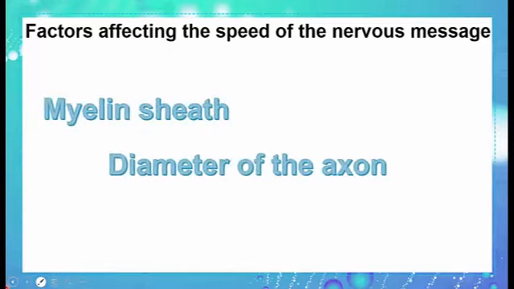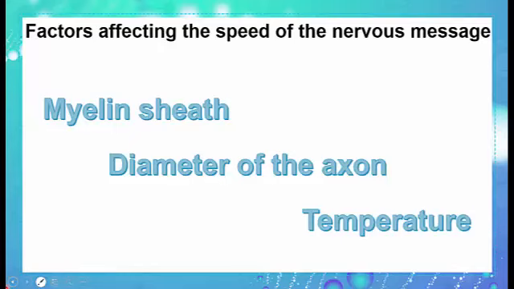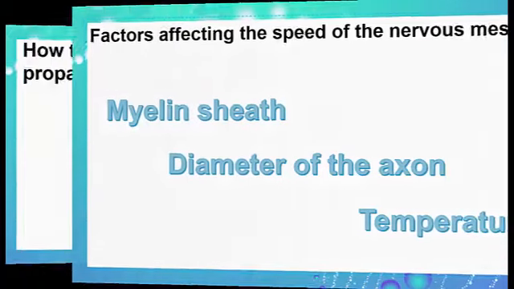So, as a conclusion, we have 3 factors that affect the speed of propagation of nervous message: the myelin sheath, which speeds up the propagation; the diameter of the axon. When the diameter increases, the speed will increase; and the temperature, also when the temperature increases, the speed of propagation increases.